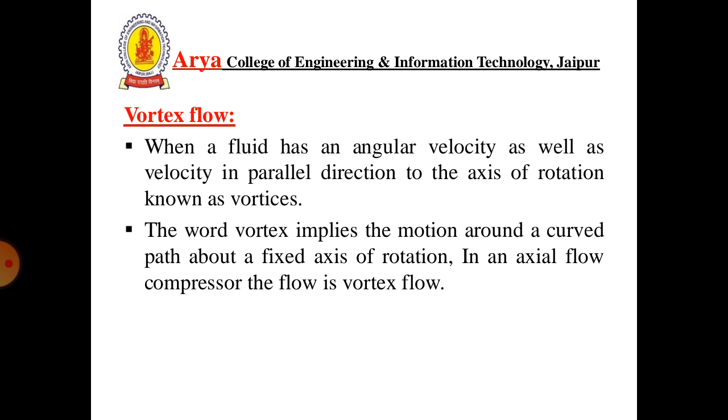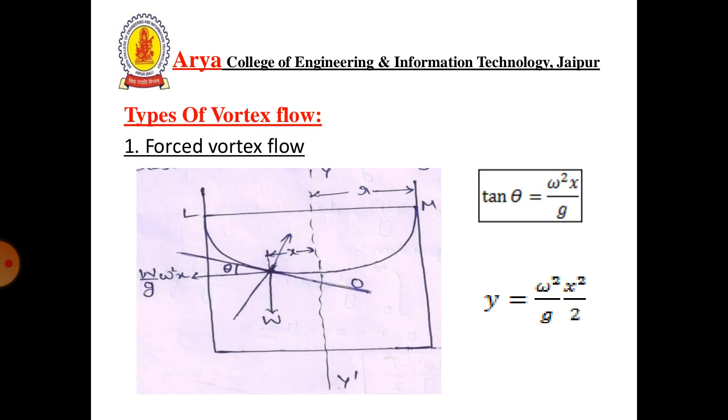To balance the centrifugal force which is subjected to the rotating fluid, a radial pressure gradient is necessary in the vortex flow. Types of vortex flow. There are two types of vortex flow. First is forced vortex flow. As shown in the figure, in forced vortex flow, some external torque is needed to rotate the fluid mass at constant angular velocity omega, which results in an expenditure of energy.